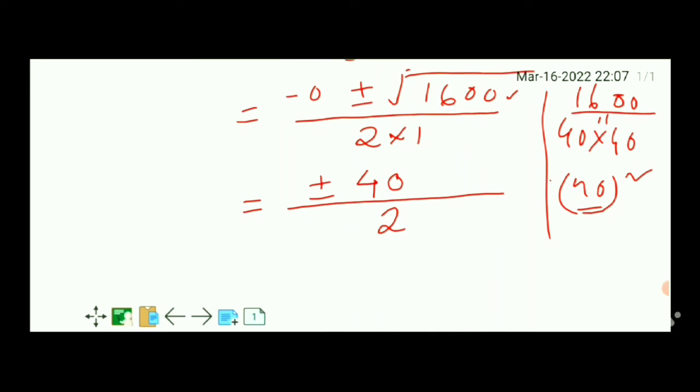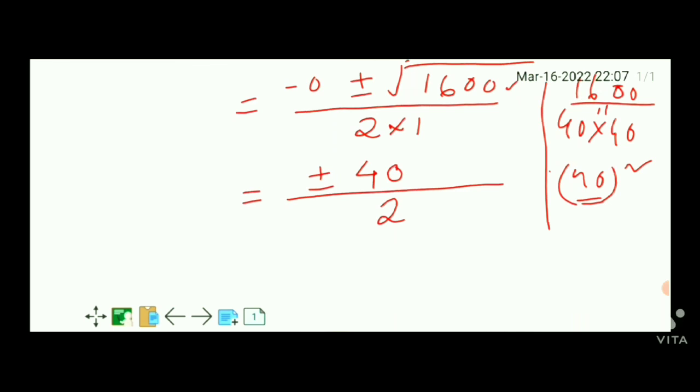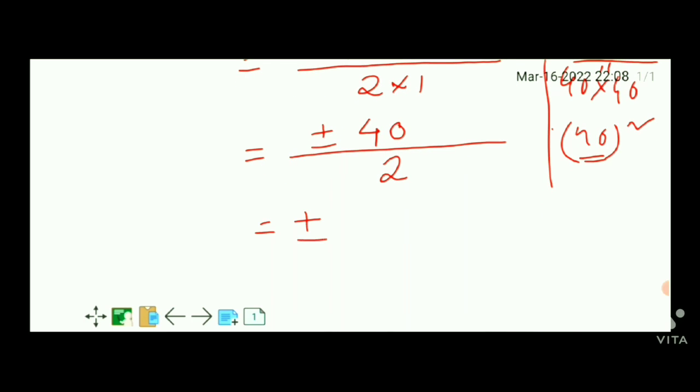So this is, you already know these things. Okay, so now what you can write, again plus minus, this will be 20.